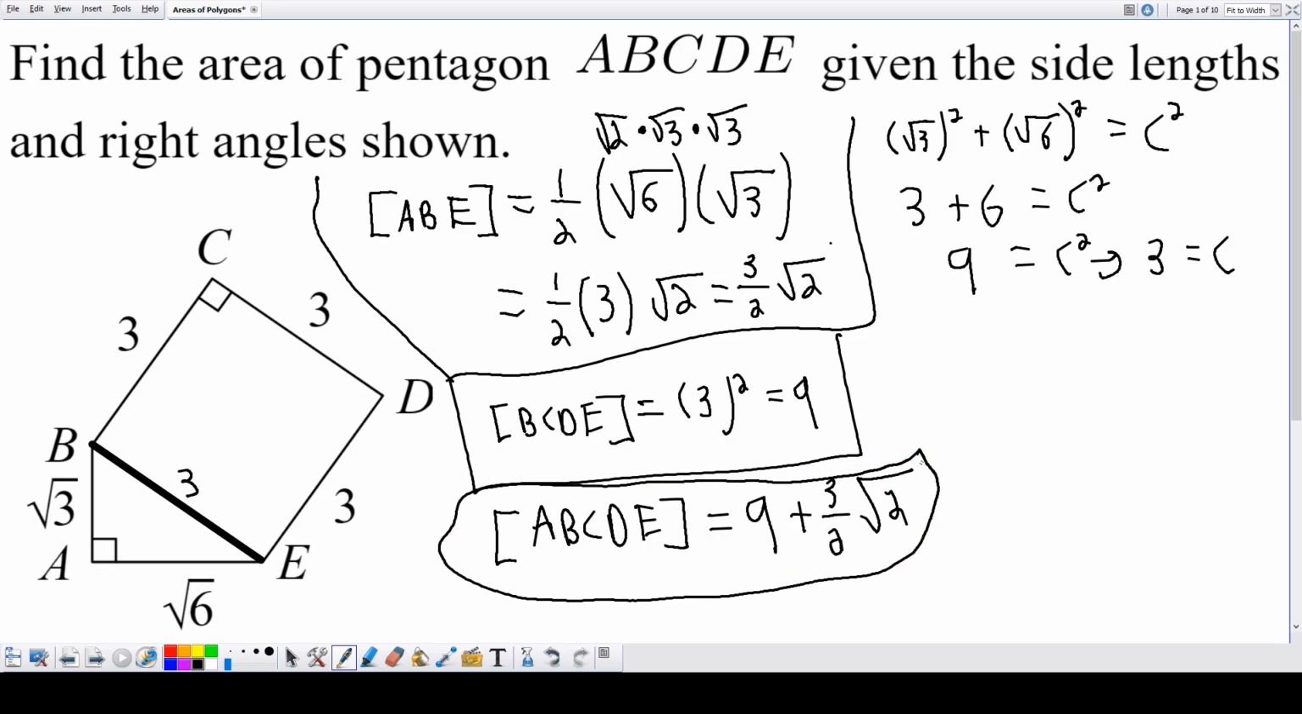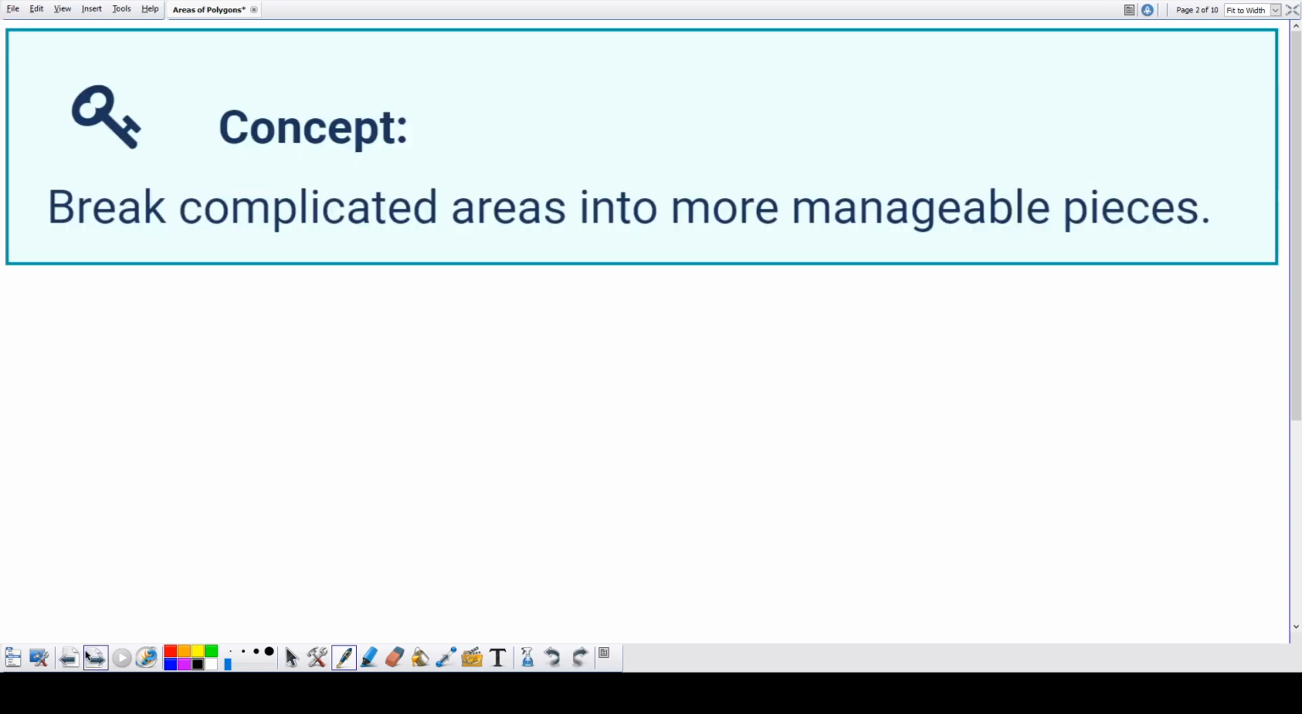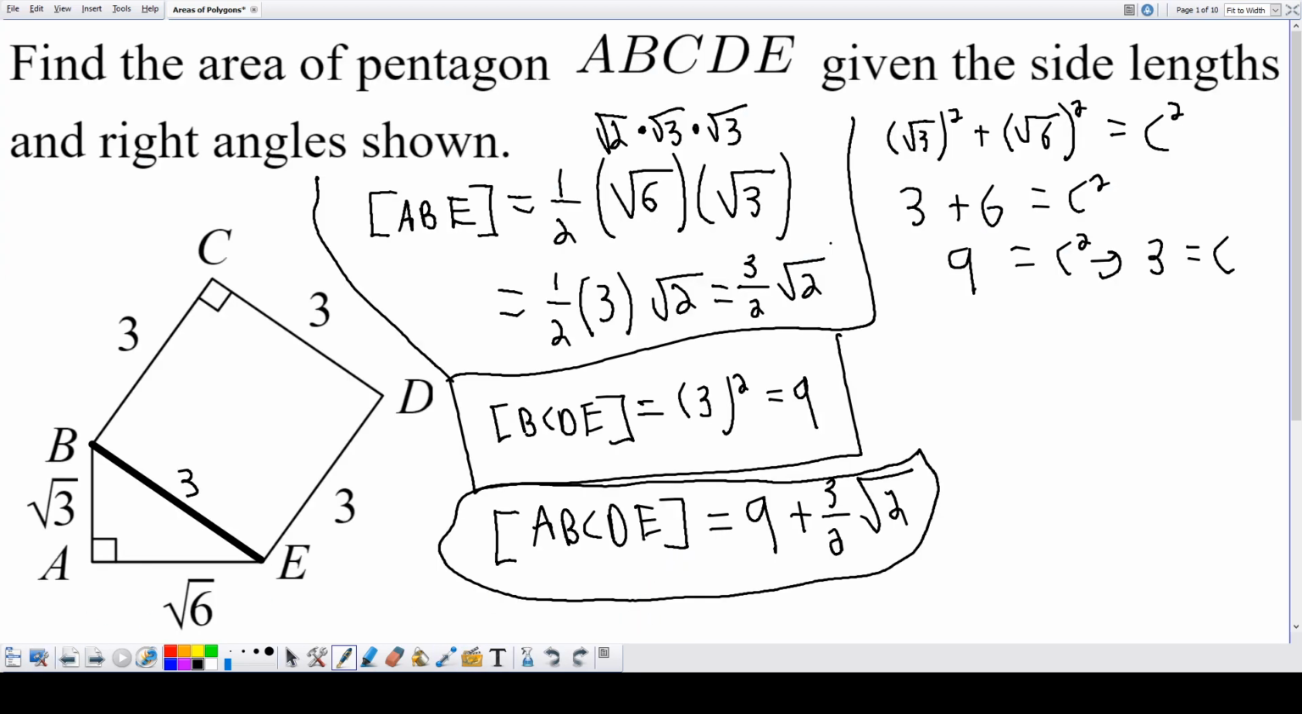So, as always, the key to solving problems like this is to take this relatively complex shape, this pentagon, and break it down into stuff that we know. And once we break it down into a simpler task, or we could say break complicated areas into more manageable pieces, then the problem becomes relatively simple.